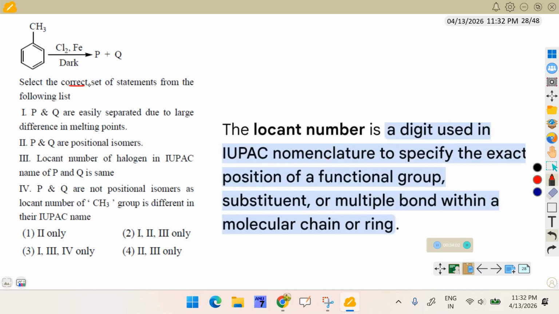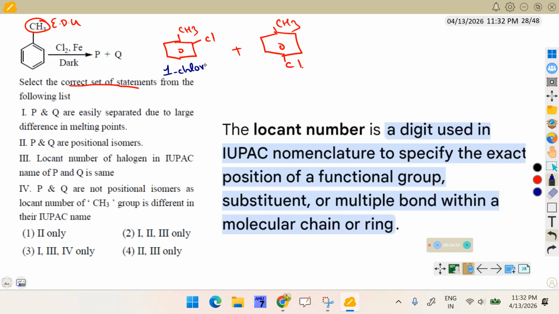Select the correct statements from the following. Methyl group is an electron donating group; on halogenation it gives ortho-chlorotoluene and para-chlorotoluene. Otherwise, the IUPAC names of these compounds are 1-chloro-2-methylbenzene and 1-chloro-4-methylbenzene.